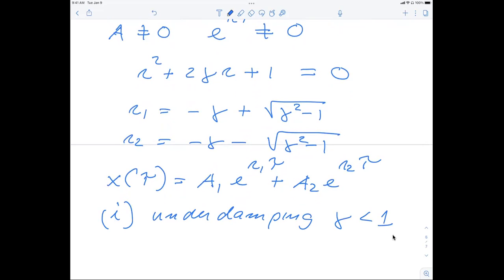Now, if you look at the solutions which you have here, what do we need to pay attention to in case gamma is less than 1? So we're assuming that gamma is a real number, okay? In this case, we get an imaginary root, and we have to be a little bit careful with that. So what we are going to do now is to rename this root in terms of a gamma prime. And that's going to give us an imaginary number in front of gamma prime.